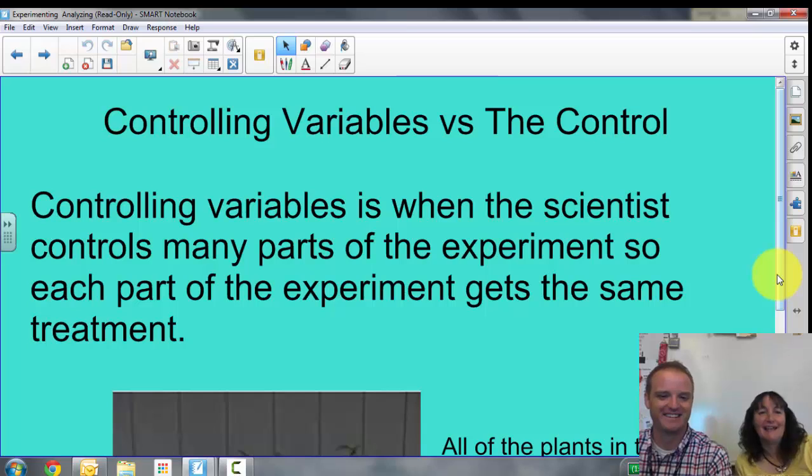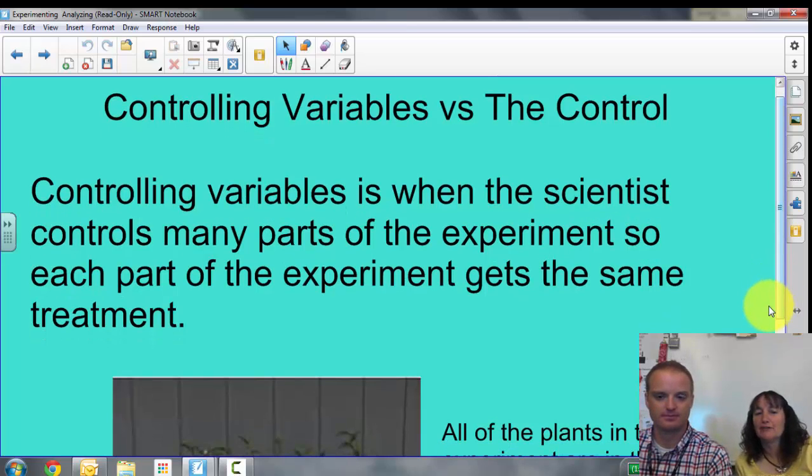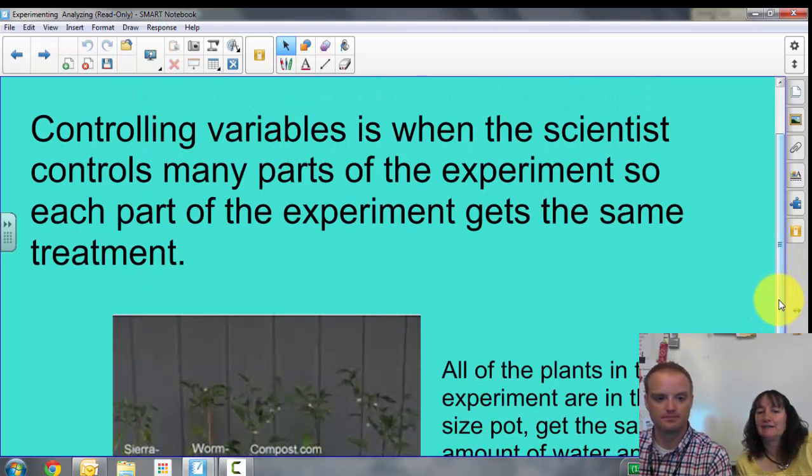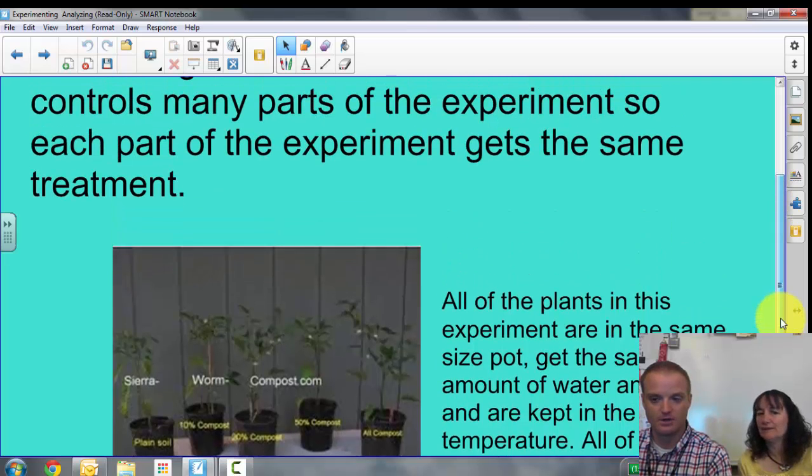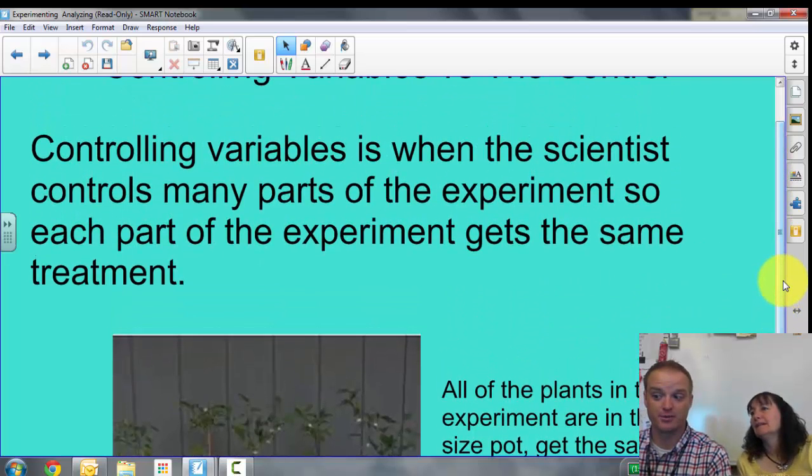Then we have controlling variables versus the control. Controlling a variable is when the scientist controls many parts of the experiment, so each part of the experiment gets the same treatment. If we're growing plants, like in that picture, all of the plants are in the same size pot, they get the same amount of water, the same amount of light, and they're kept at the same temperature. Those are all variables that are being controlled. We make sure we control all the things that could affect the experiment.